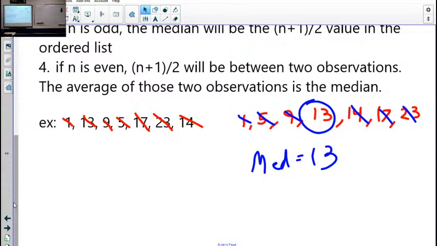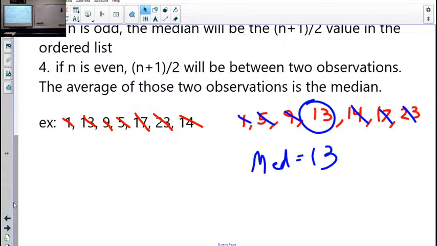So instead of 1, 5, 9, 13, now it's 2, 6, 10, 14, 15, 18, 24. So 1 gets added to every number because we were off somehow. What would the median be now? It'd still be 14, not because it changes to this number, but because this middle number is still the middle number because it's still in the same order, and the middle number would be 14.